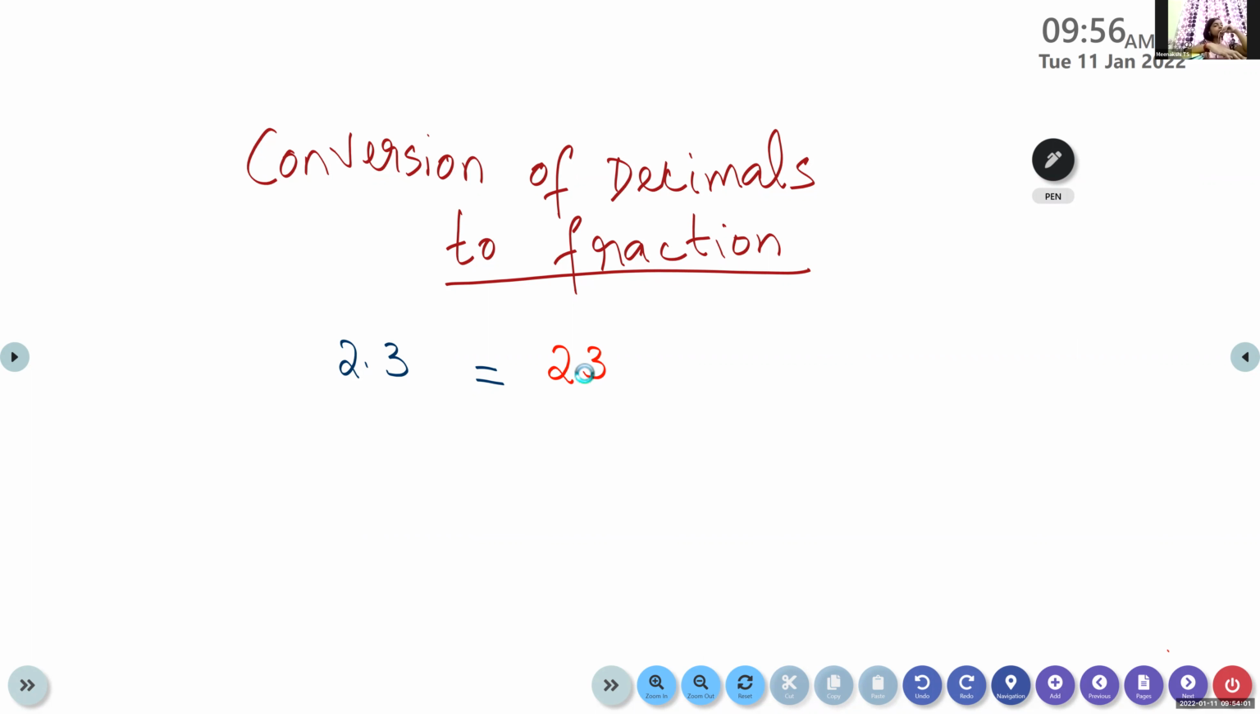23. Now we have to count the number of decimal places. After the decimal point, how many places are there? Only 1 place. That number is 3, but I asked how many digits are there? Only 1 digit. So children, the number of places and the number of zeros is the same. Listen carefully. Here only 1 place, so you have to place only 1 zero. If there are 2 places, you have to write 2 zeros.